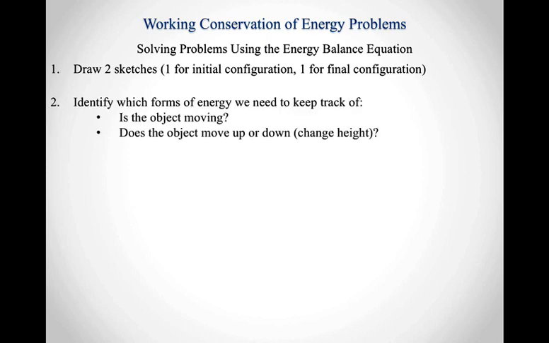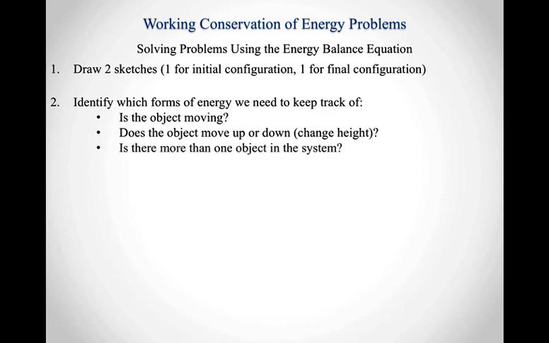So next we're going to identify which forms of energy we need to keep track of. And so there's a series of questions that we're going to ask. The first two are, is the object moving? Does the object move up and down? Is the object moving is going to tell us whether or not we need to keep track of the kinetic energy. So if the answer is yes, we're going to keep track of kinetic energy. If the answer is no, we're not going to worry about it. Does the object move up or down? Does it change heights? That is going to tell us whether or not we need to keep track of the gravitational potential energy of the object.